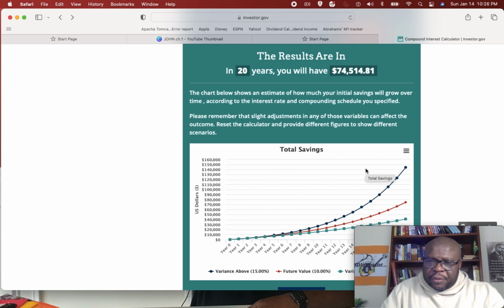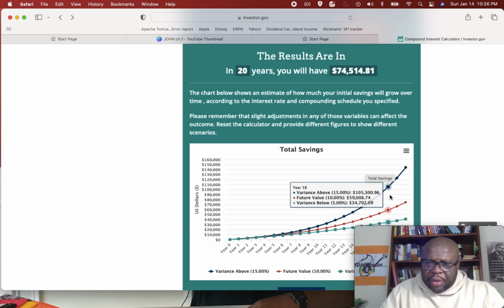In 20 years, we're going to end up with $59,000, so about $60,000 if we're getting our 10% return. If we got less and we only got 5%, we're going to have only about $34,000. And if we're getting 15%, you see we're already at $105,000. You see how the interest rate or the rate of return is very important, right?